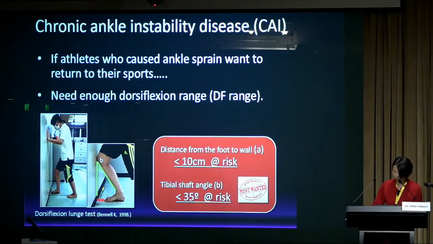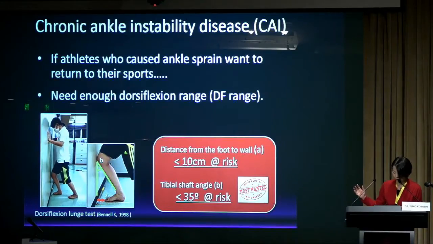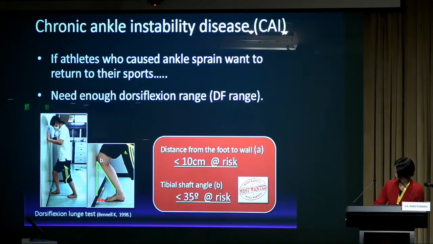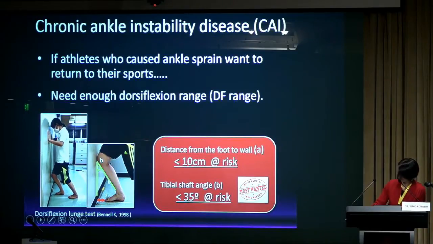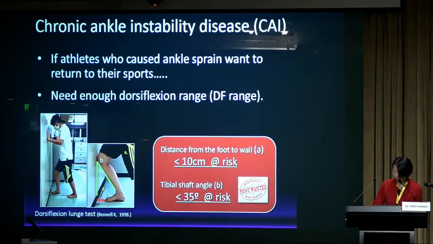The foot is sequentially moved further away from the wall until the maximum range of dorsiflexion is achieved. The heel should not be lifted off from the floor and the subtalar joint should be locked. Less than 10 cm distance from the foot to the wall is thought to be at risk. Also, the angle of the tibial shaft in reference to the wall is measured. This one. Less than 35 degrees is restricted. This test is predictive of future injury.